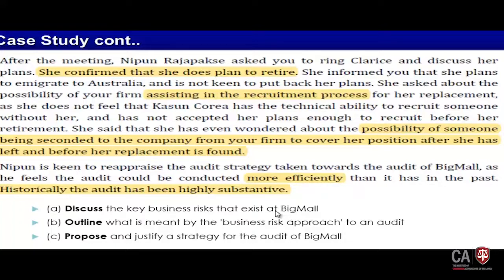For example, some business risks take a strategic form. The company is going to lose their major customer, major supplier, right? The key employees are leaving the organization. The new product fails. All these are business risks. Now, one of the very important things of auditing is that some of this business risk connects to audit risk, right? Then there is part B of the question, explaining what is meant by business risk approach to an audit.